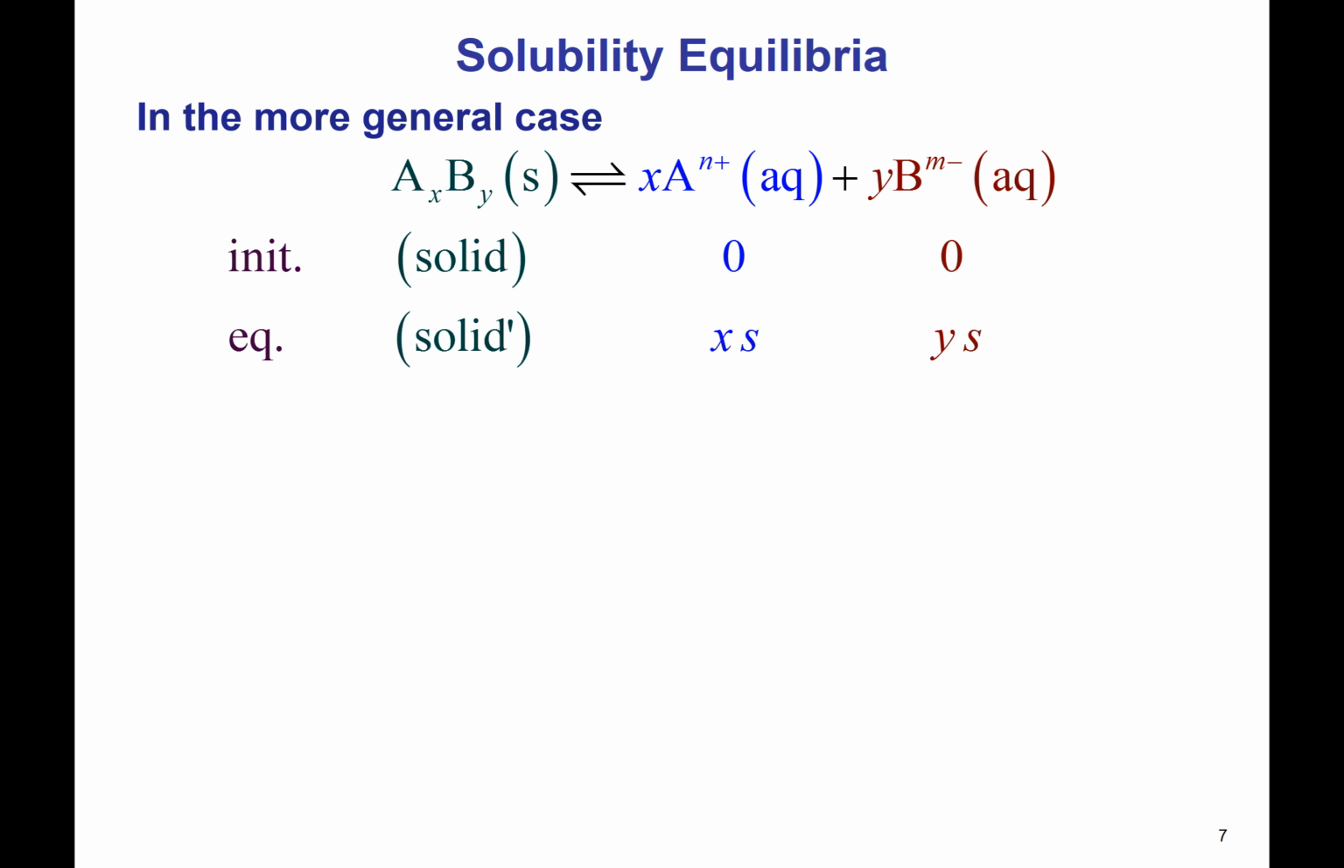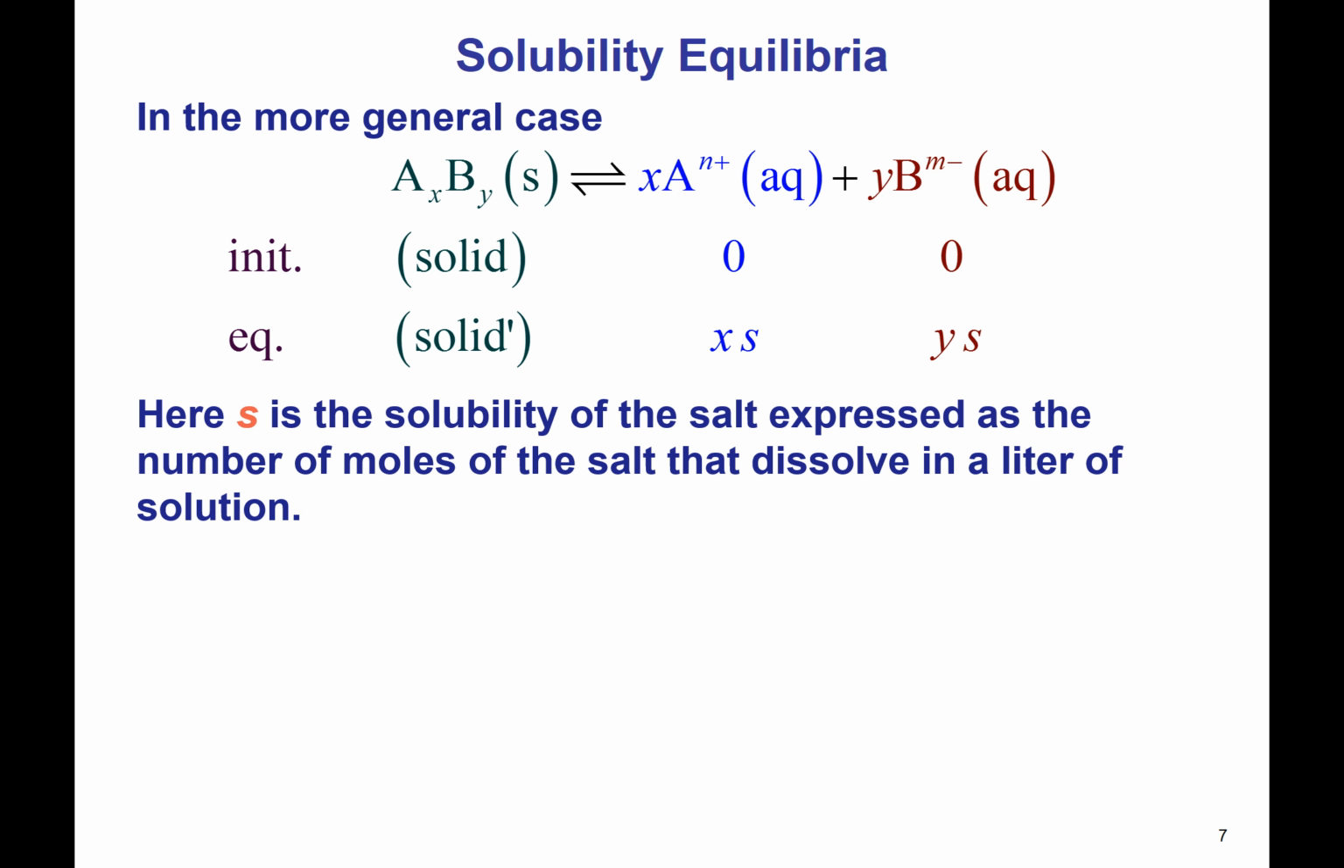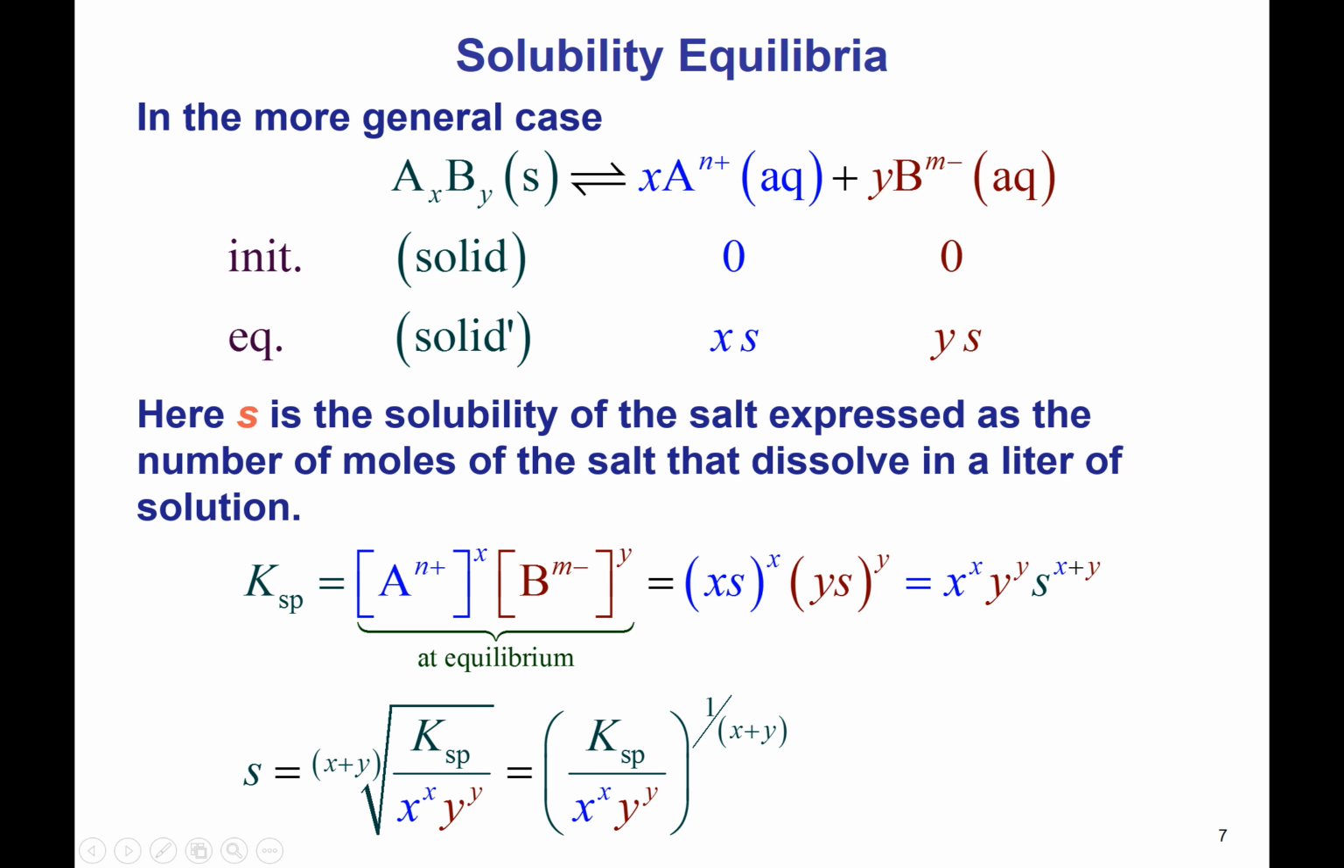Now the procedure is the same algebra as before, maybe a little bit more complex. The solubility product, as usual, is the concentration of cations to power X, because the stoichiometric coefficient is X, times the concentration of anions to power Y, because the stoichiometric coefficient is Y. Now these concentrations are the concentrations at equilibrium, which we read from the equilibrium line of the Rice diagram. So the concentration of cations at equilibrium is XS.